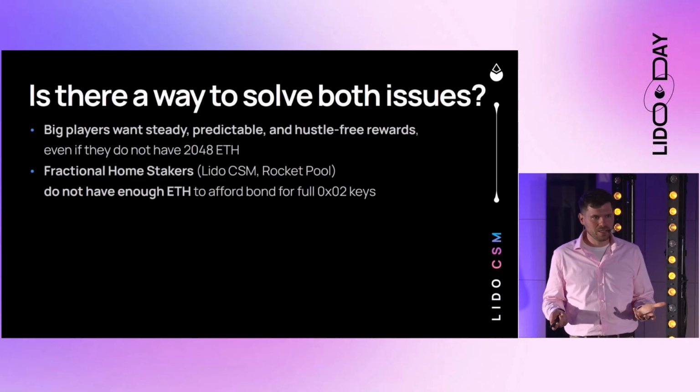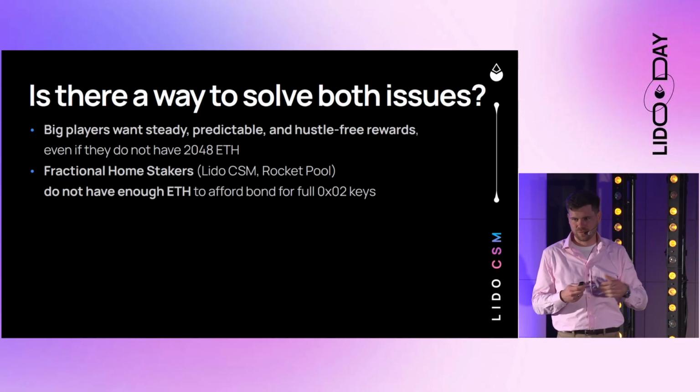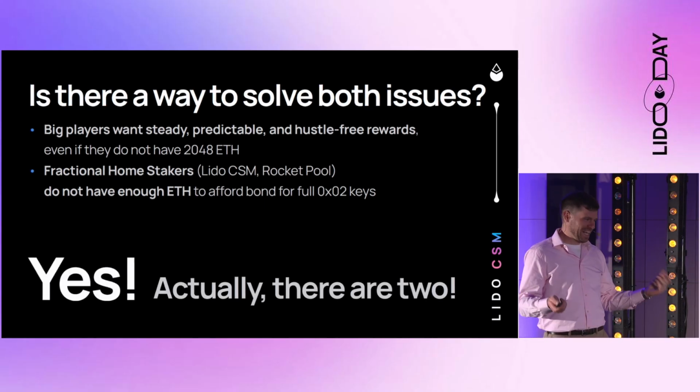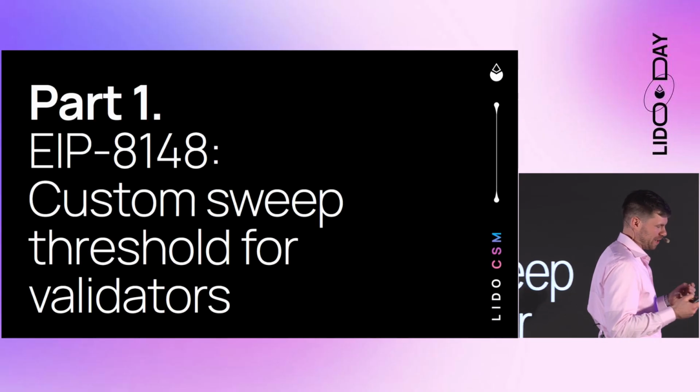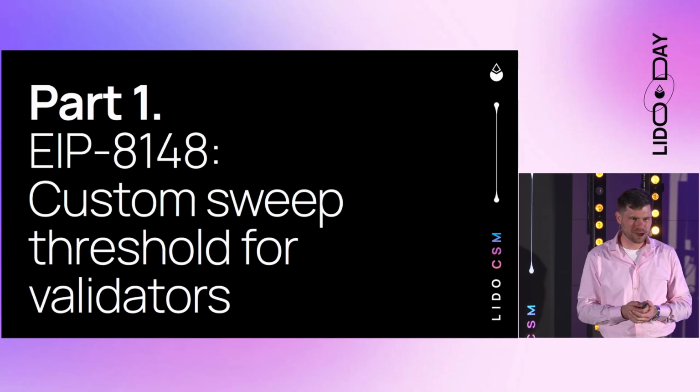So is there a way to solve the issue for big players and the issue for fractional home stakers? And for sure there is. And actually there are two. So let's start with the first one. Introducing EIP 8148, custom sweep threshold for validators.